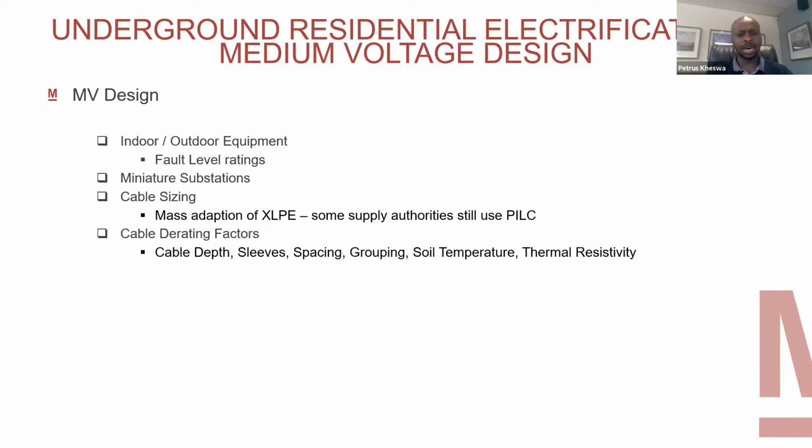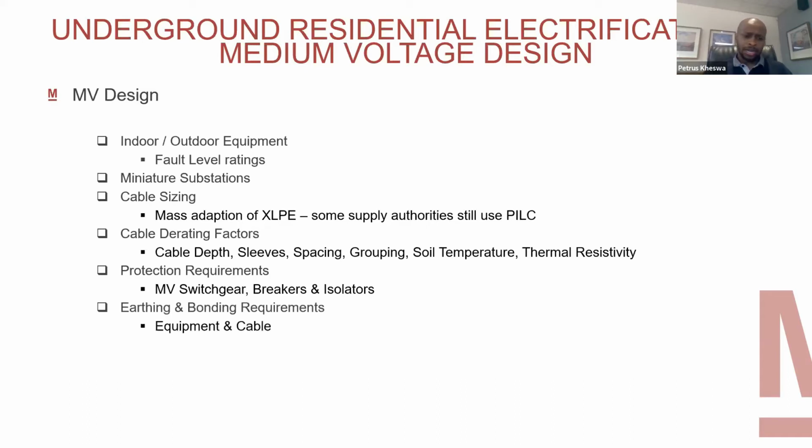Normally, the MV cables are installed at a depth of 1 meter below the final ground level. Then we look at the protective requirements in terms of the MV switchgear, in your mini sub as well as your RMUs. The switchgear requirements are either breakers, if we're supplying maybe a commercial customer, or isolators if it's just within a ring. We also look at the earthing and bonding requirements for the equipment. All the equipment must be properly earthed to ensure equipment as well as personnel safety.